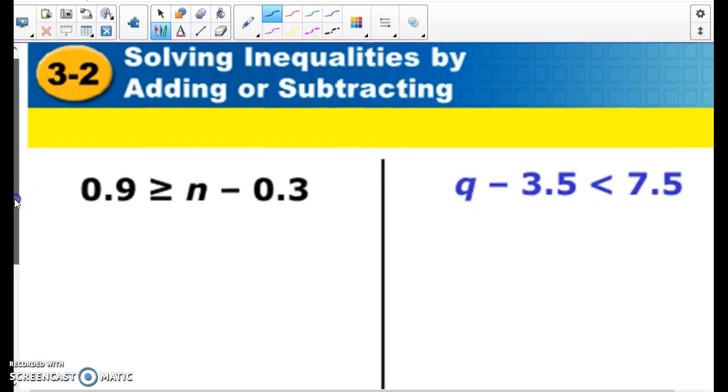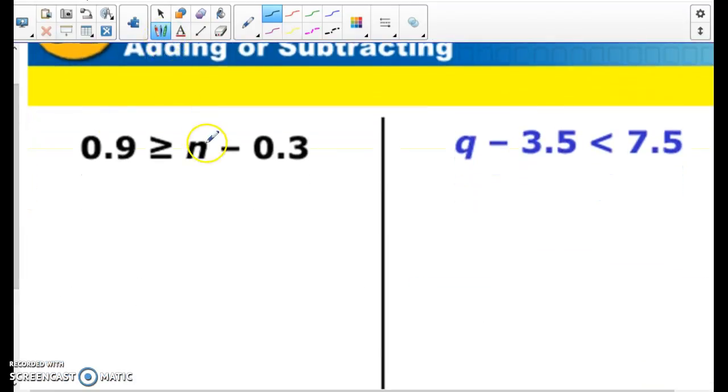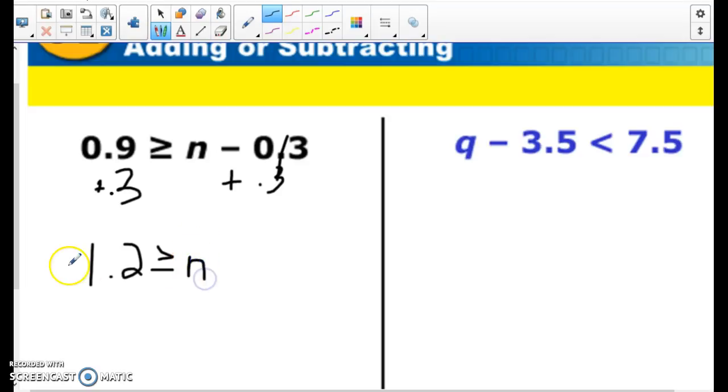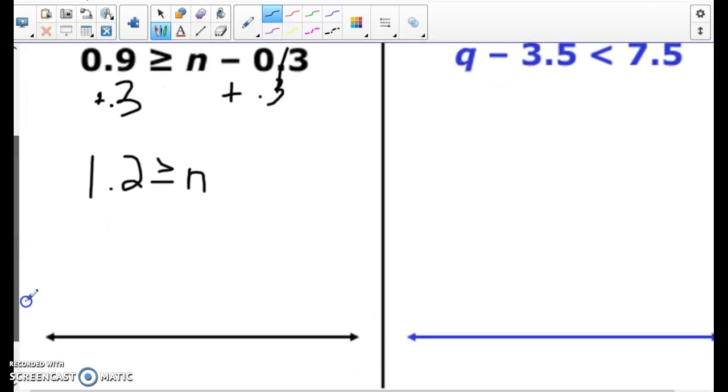Alright, here, kind of the same thing. Doesn't make a difference that it's a decimal now. It says -0.3, so I'm going to add 0.3. Add 0.3. So now I have 1.2 is greater than or equal to n. Okay, again, doesn't matter which way I do it, if I put n first or n second. I like to have n first, so I'm just going to rewrite it here. And I'm looking at the fact that n is being pointed to, so I'm going to do the same thing.